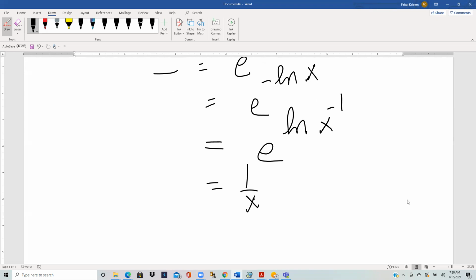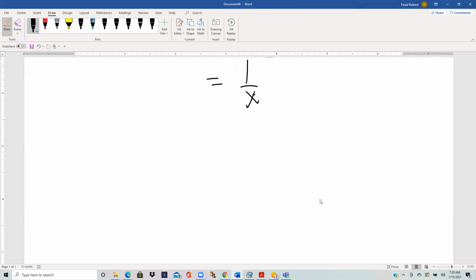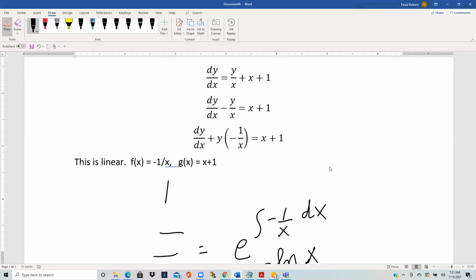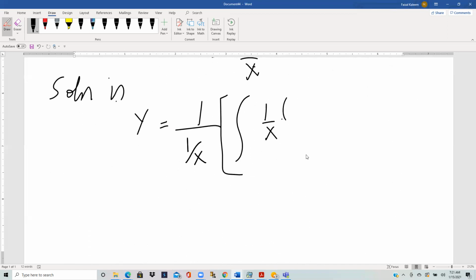Or we can even first write it as x power negative 1, and then that's equal to 1 over x. So the integrating factor is 1 over x. So remember the solution was y is equal to 1 over I, so 1 over x, times the integral of I times g. So I is 1 over x and g was the right hand side, which is x plus 1, plus c.